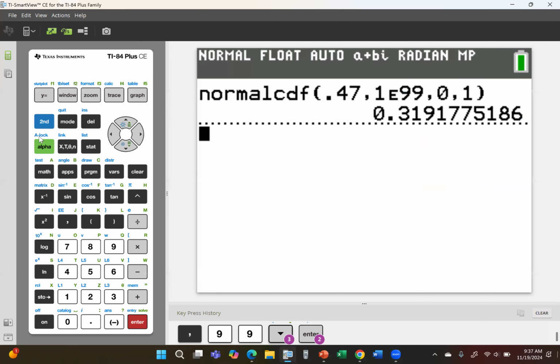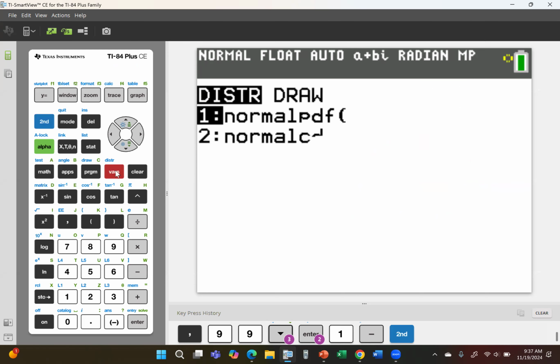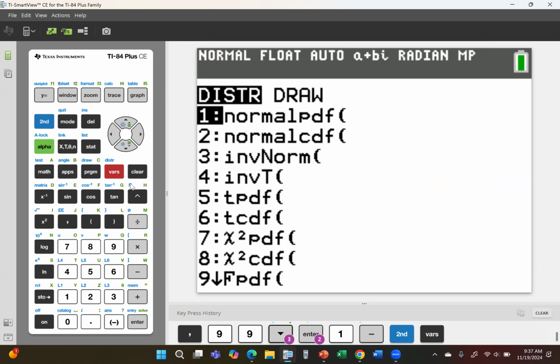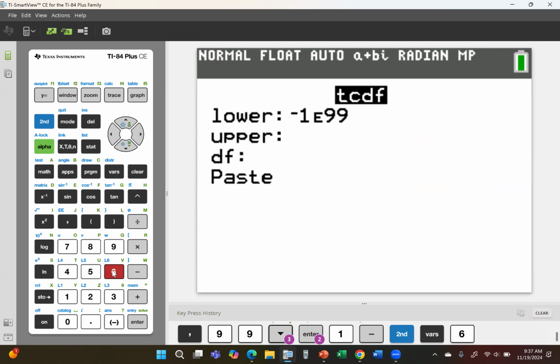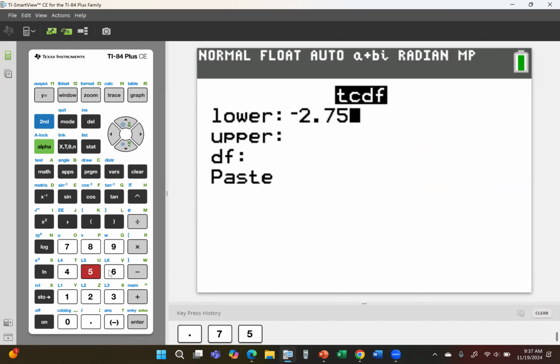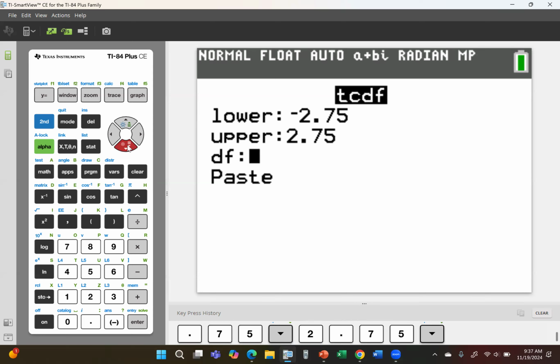All right, so 1 minus. Go to our distributions. The t distribution is number 6. The lower limit was what? Negative 2.75, because we're going to be finding the area in between and then subtracting that from 1. The upper limit, 2.75. Degrees of freedom: there were 25 in our sample, so the degrees of freedom is what, 24?